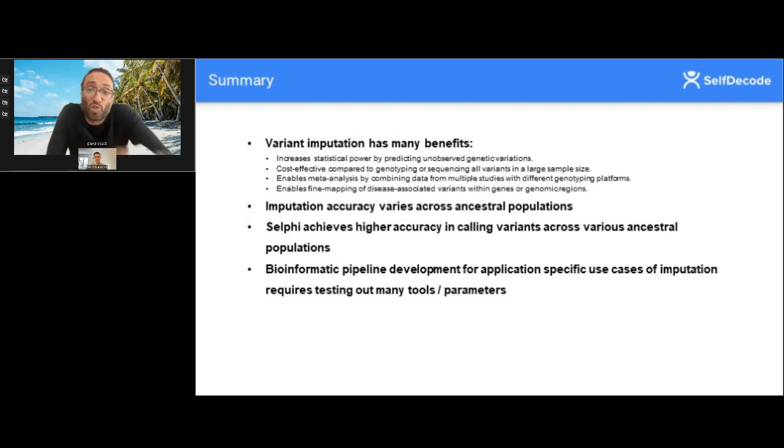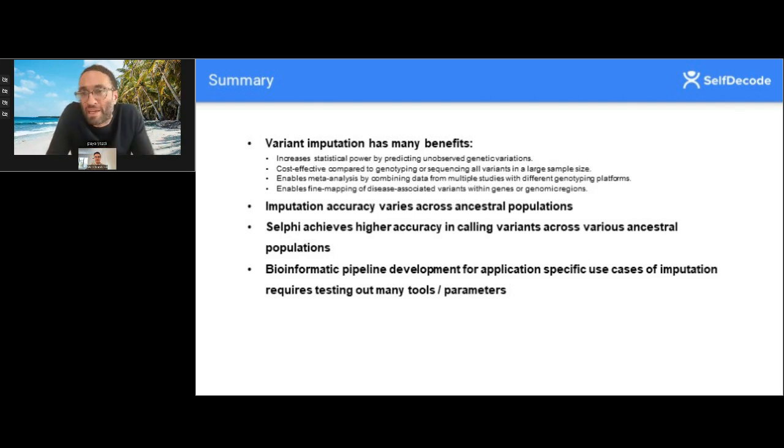And it's cost effective, right? If you want to do whole genome sequencing on your 150,000 samples, that is going to cost a lot more than taking those 150,000 samples and doing a microarray, followed by genotype imputation on them. So that's much more cost effective, right?